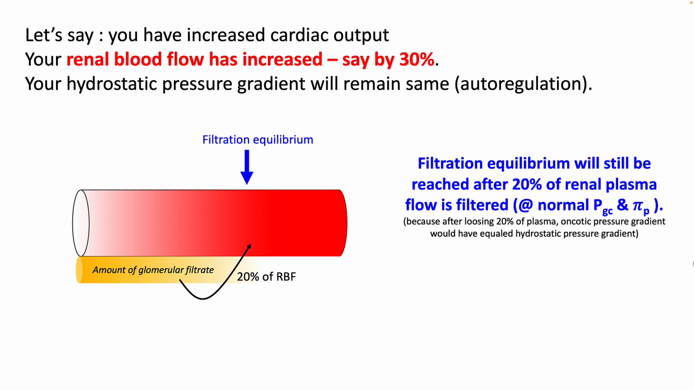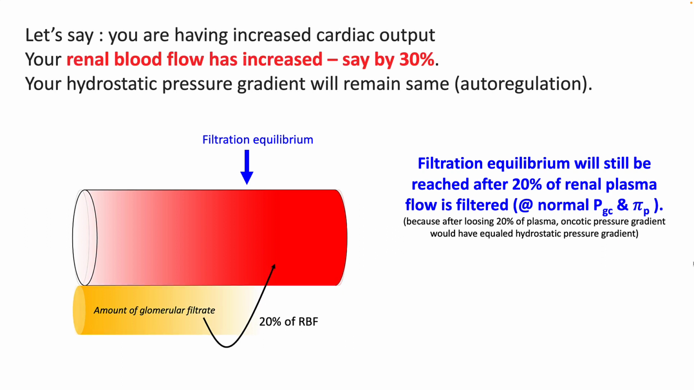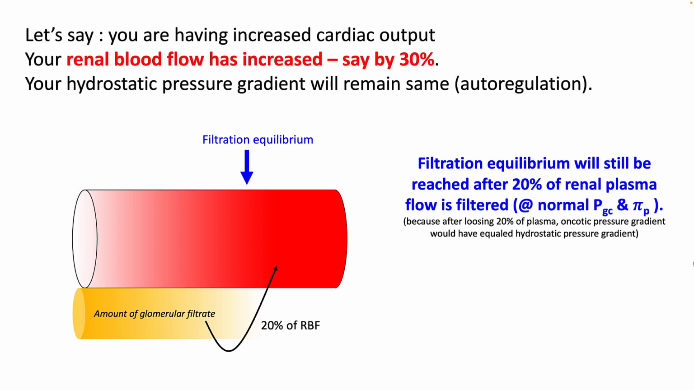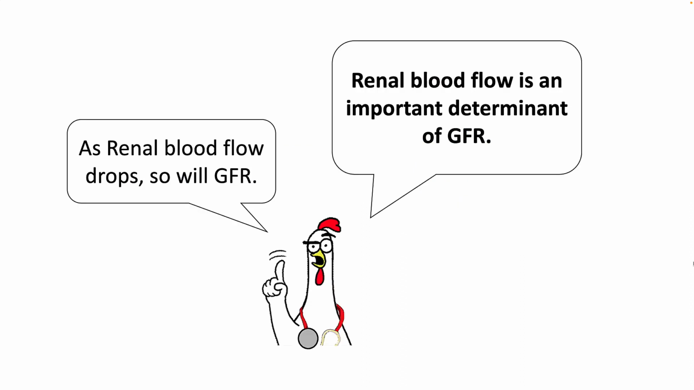Say you have renal blood flow that is increased by 30%. Again, the same thing will happen. You will reach the filtration equilibrium once 20% of that renal blood flow has been achieved. So your GFR will increase by 30% as well. Renal blood flow is an important determinant of GFR. As your renal blood flow drops, so will GFR.